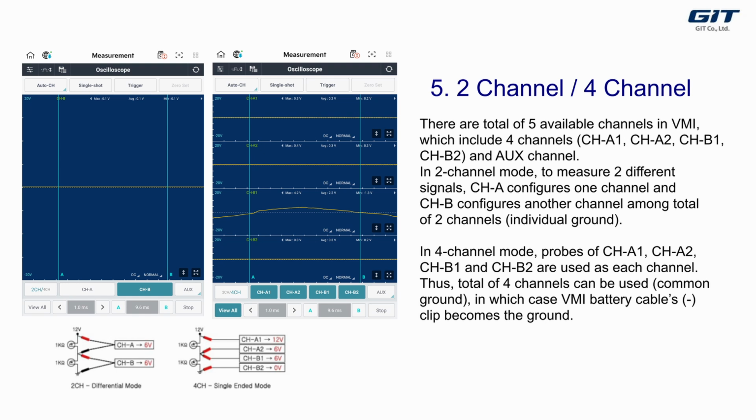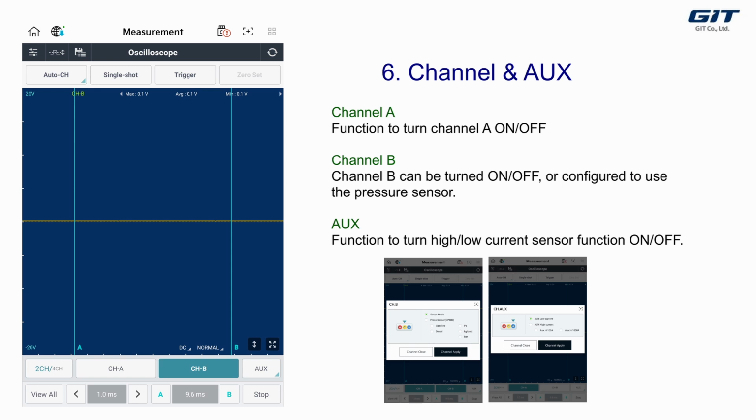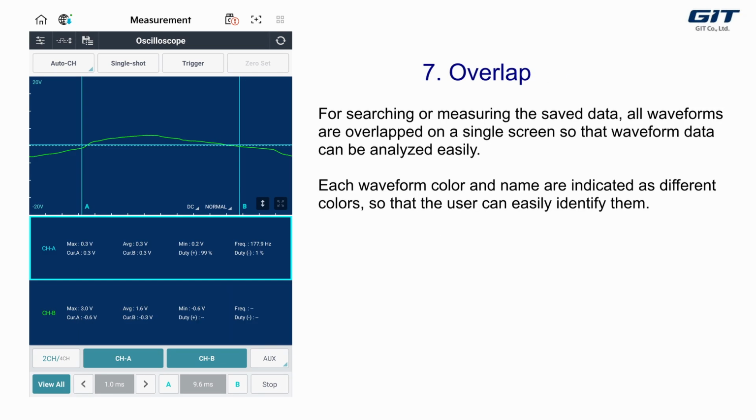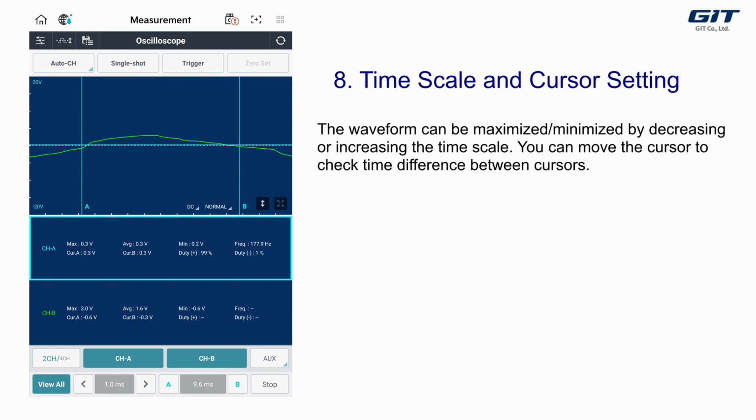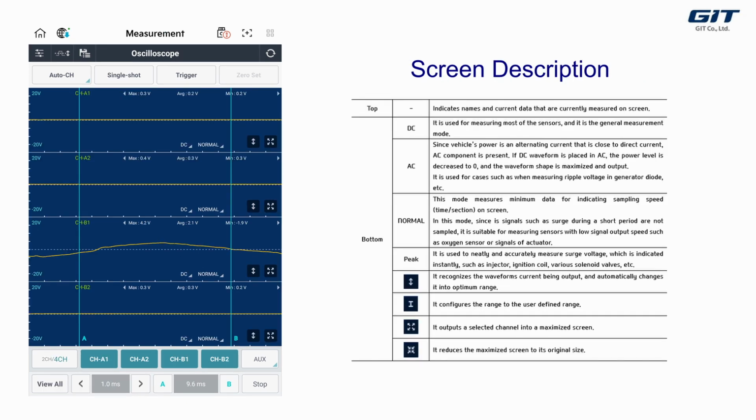There are a total of 5 available channels in VMI, which include 4 channels: CHA1, CHA2, CHB1, CHB2, and the AUX channel. Each channel can be turned on or off, or the option function can be used, by using the channels and icons at the bottom of the screen. For searching or measuring the saved data, all waveforms are overlapped on a single screen so that waveform data can be analyzed easily. The waveform can be maximized or minimized by decreasing or increasing the timescale.